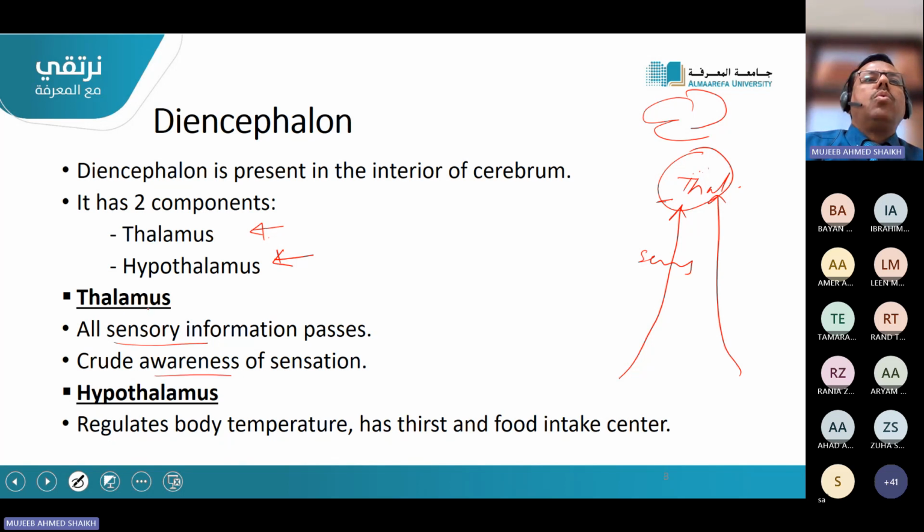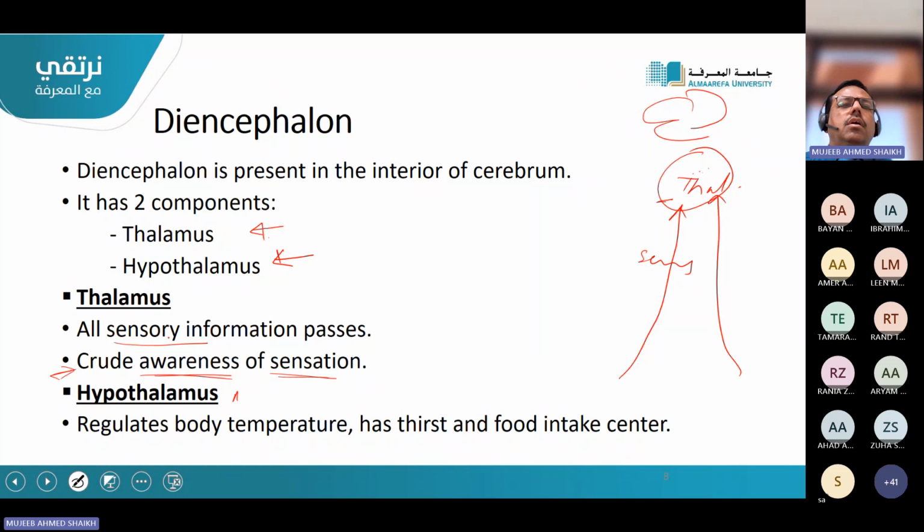Also, crude awareness of sensation. Crude awareness means what? Suppose you touch the skin, then touch sensation will be felt, but where exactly it is touched, you may not know. So this is called crude awareness of sensation. You are feeling some sensation, but where exactly, localization is not there. That's why it is called crude awareness. This is a function of the thalamus.